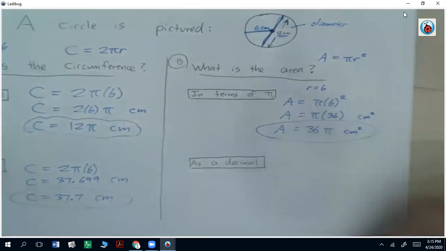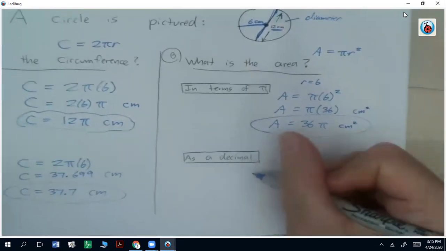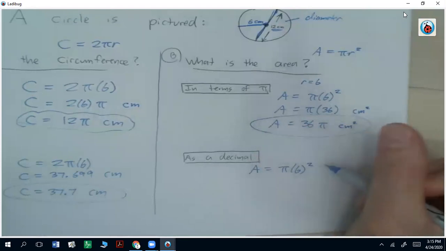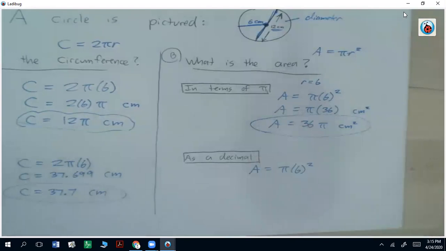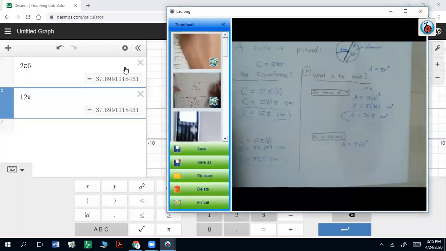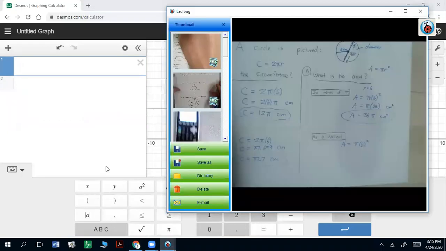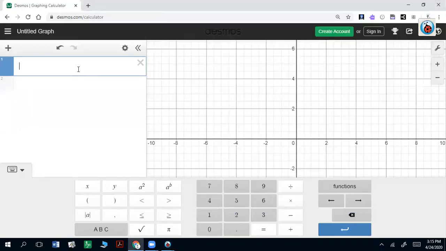As a decimal, we'll put that in the calculator. So pi times 6 squared, which is 36 pi. And as a decimal, that would be pi times 6 squared, 113.097.